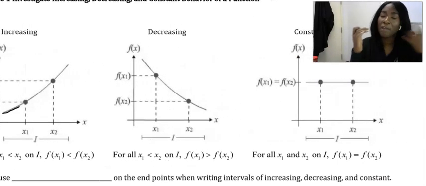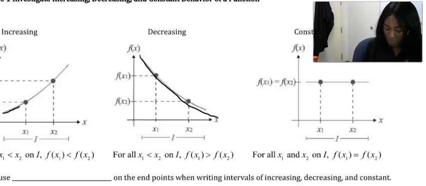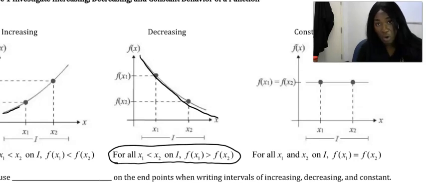Similarly, if we have a decreasing function, notice that when we trace this graph, our pen is moving downward the entire time. That is what a decreasing function means. As the x values get bigger, the y values get smaller. That's what it means for a function to be decreasing.